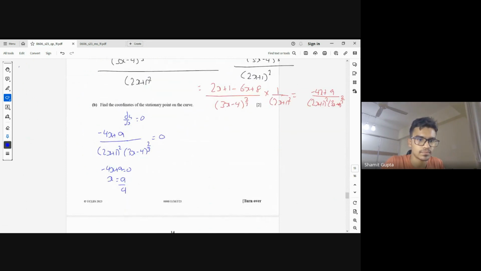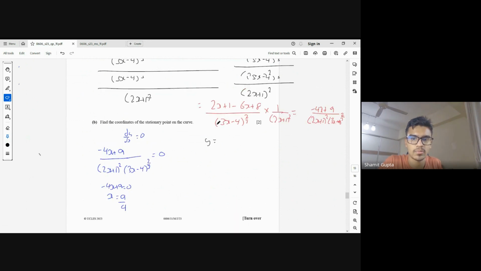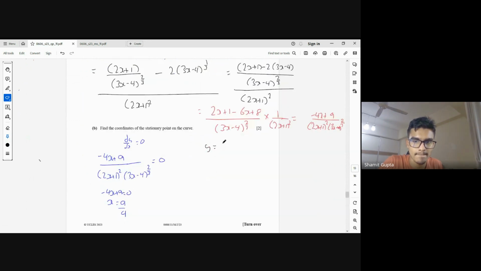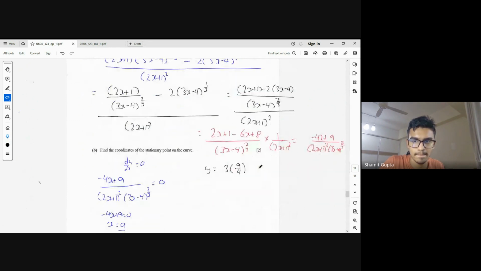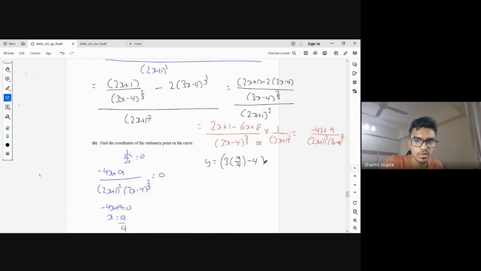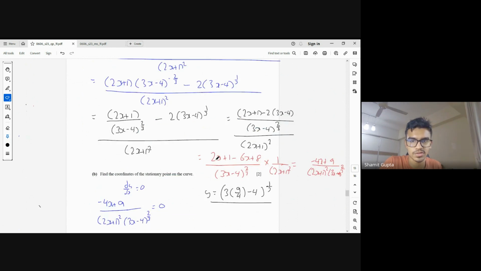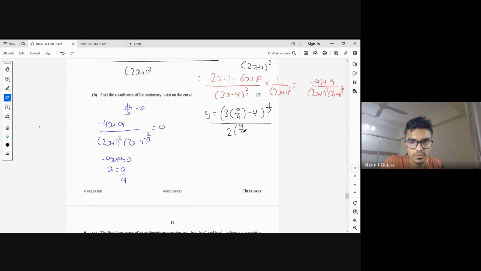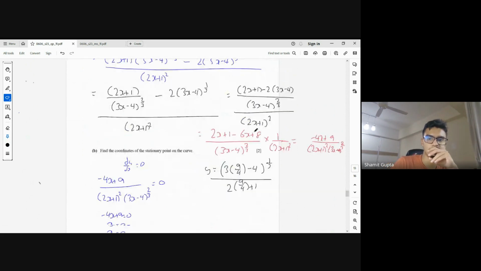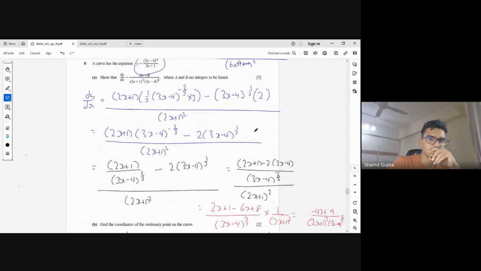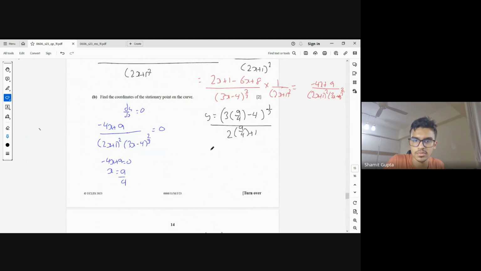So y equals (3 times 9/4 minus 4) to the power of 1/3, over 2x plus 1, which is 2 times 9/4 plus 1. Have we copied it correctly? 3 times 9/4 minus 4, 2 times 9/4 plus 1. Yes. So, although I could do this mentally, I would want to use a calculator. I'm really tired. 27/4 minus 4, to the power 1/3.